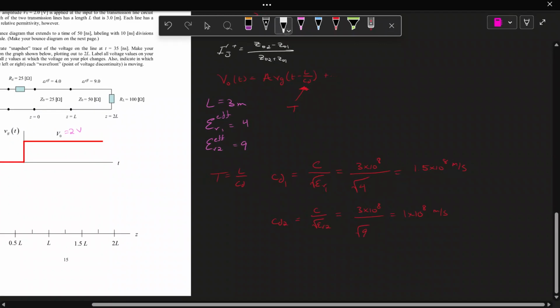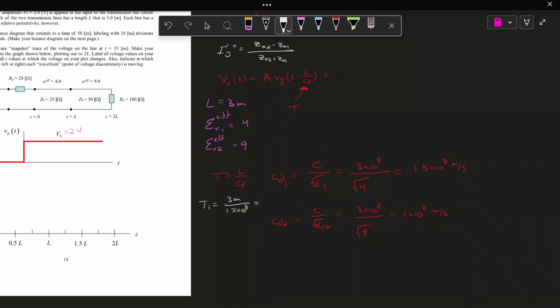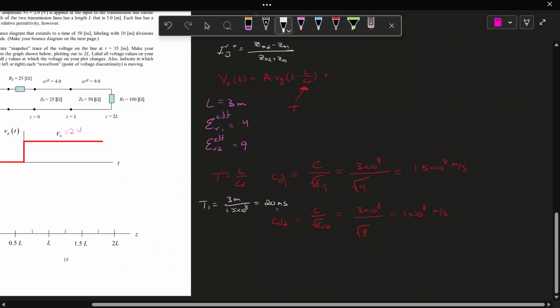Perfect. Now we can find T1, which is equal to 3 meters over 1.5 times 10 to the 8th, and this will give it to us in seconds. So 3 over 1.5 times 10 to the 8th is 2 times 10 to the negative 8th, or 20 times 10 to the negative 9th, which is 20 nanoseconds. T2 is 3 meters over 1 times 10 to the 8th, which is 3 times 10 to the negative 8th, or 30 nanoseconds.